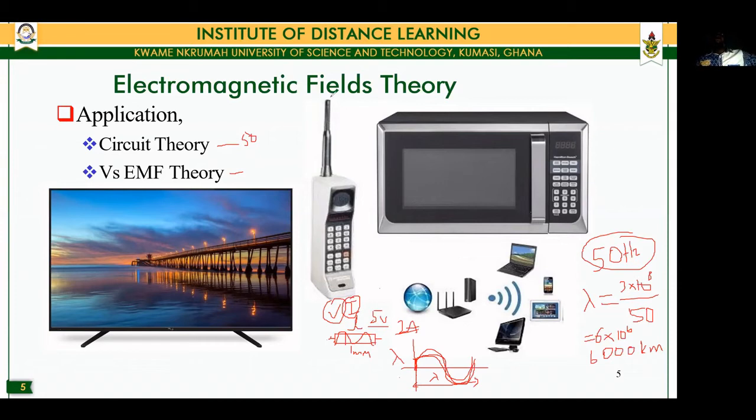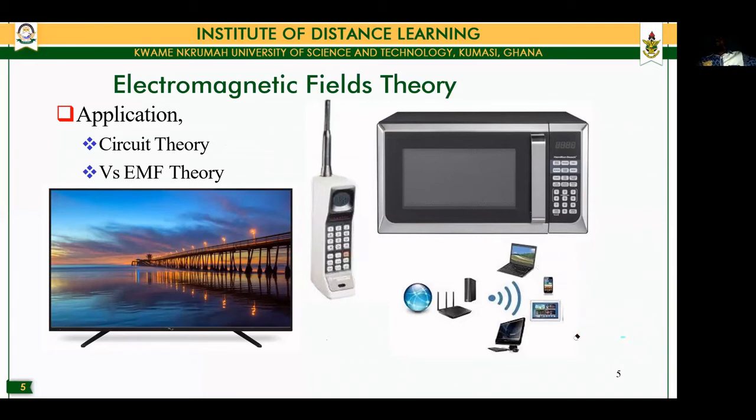Another key example, if you look at this telephone, those of you who are old enough will be familiar with telephones like this during the launching of Mobitel, the first mobile communication company in Ghana. In circuit theory, this antenna here, which terminates at this point, will be considered as an open circuit. I hope you follow. Because in circuit theory, current will flow when there is what? A complete circuit or a closed circuit.